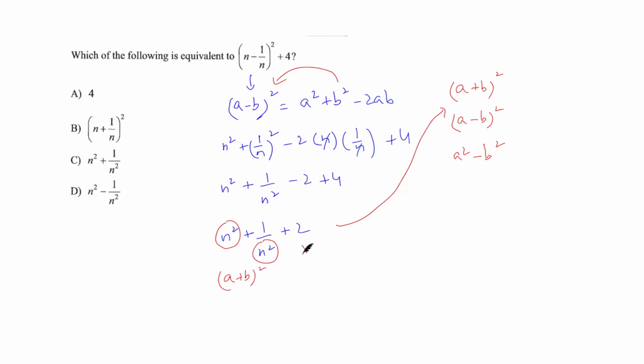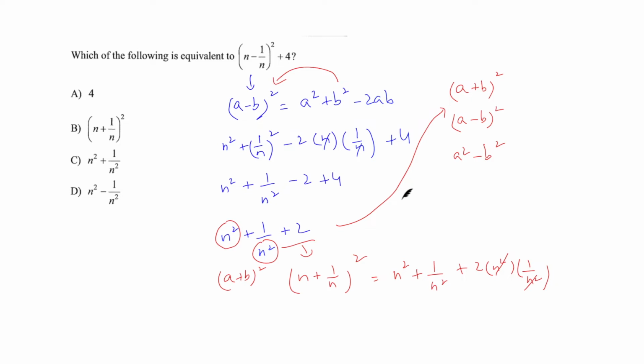You can write this as n plus 1 over n whole squared. Open this up and see what you get. You will get n squared plus b squared, which is 1 over n whole squared, plus 2ab, which is basically 2 into n squared into 1 over n squared. What do you get? This cancels out. We're left with the same expression.